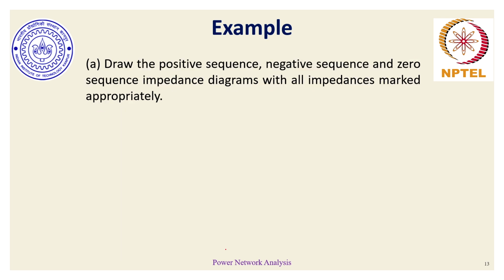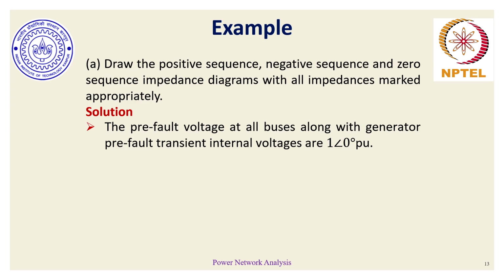The question says, draw the positive, negative and zero sequence impedance diagrams with all impedances marked appropriately. So if you draw the positive sequence network, which is likely going to be the same as the negative sequence network, each generator is represented by its internal EMF. Since the network is unloaded, all voltages are at 1 per unit at an angle of 0 degrees, and the positive sequence impedance is the same as the subtransient direct axis reactance.